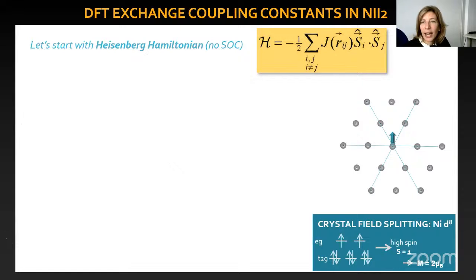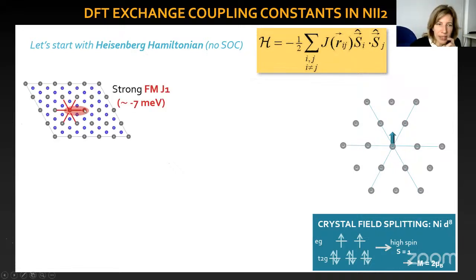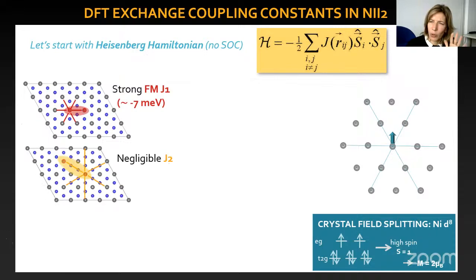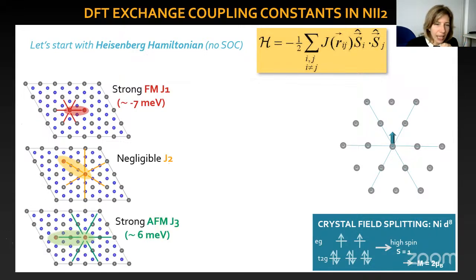And so we focused on this nickel I2, which is, as I said, characterized by a triangular lattice. In first approximation, we extracted, by mapping total energies calculated by density functional theory to a simple Heisenberg Hamiltonian for the moment, a strong ferromagnetic interaction at the first nearest neighbor. The second nearest neighbor was basically 0. And the third nearest neighbor was found to be strong and antiferromagnetic.